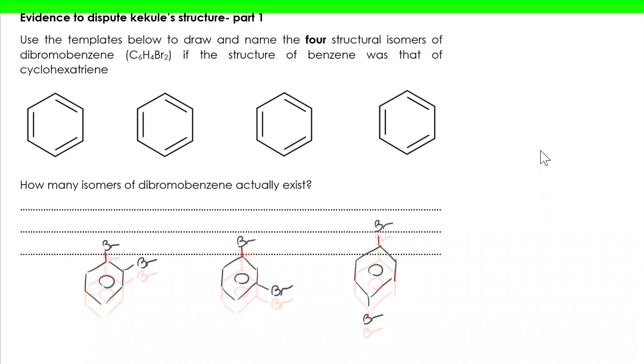1,2-dibromobenzene, 1,3-dibromobenzene, and 1,4-dibromobenzene. There are only 3 isomers. According to Kekule's structure, there would be 4, and therefore it counts as one piece of evidence to dispute Kekule's structure.